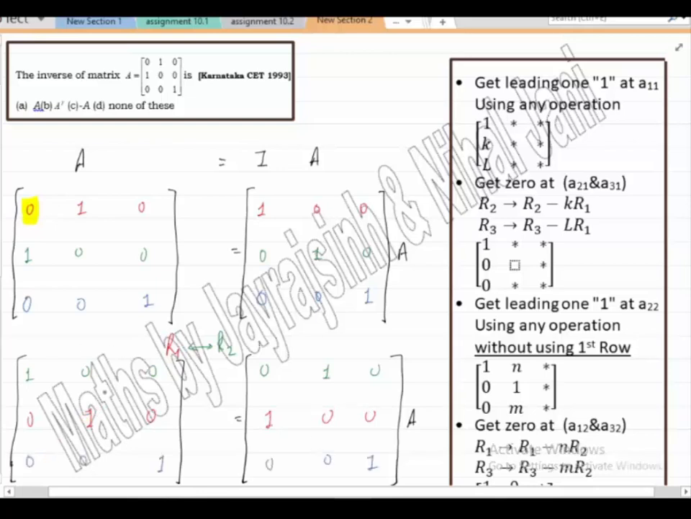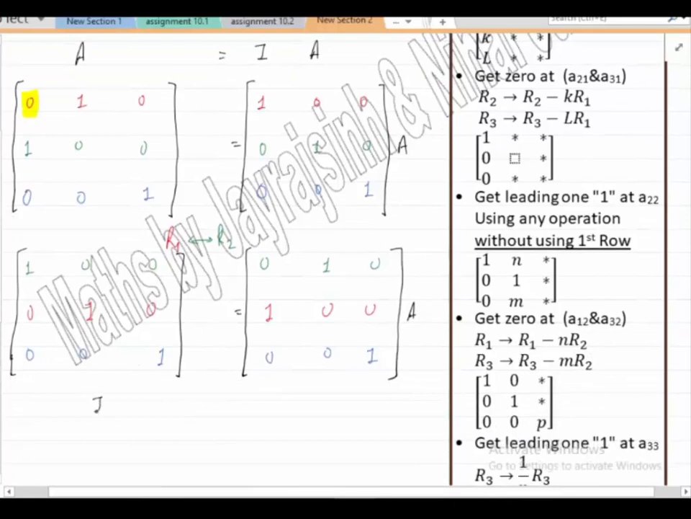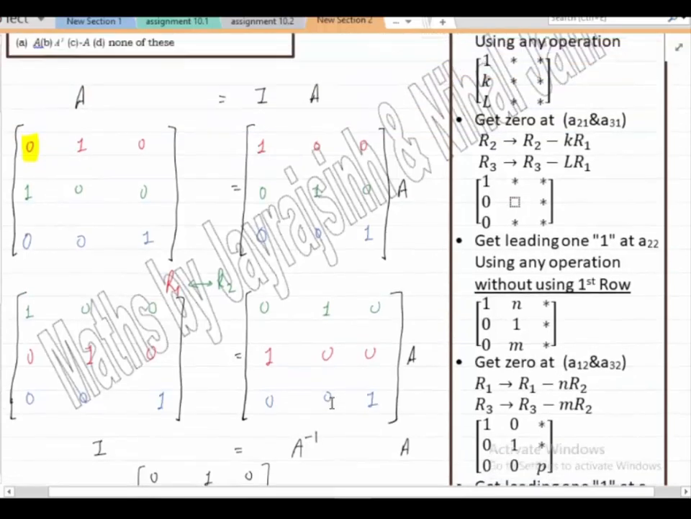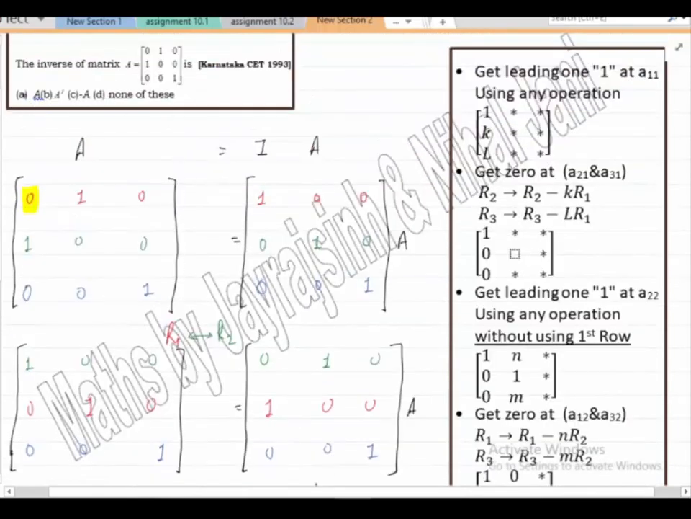And oh my god, we already get the identity matrix on the left side. That means we get our A inverse on the right side. So our A inverse is actually 0 1 0 1 0 0 0 0 1, which is exactly the same as A. So our answer, the inverse of A, will be A itself. Ta-da! And one more thing, you should note that A is not the identity matrix. Still, A inverse is A, right?